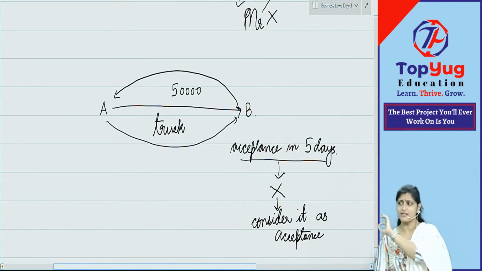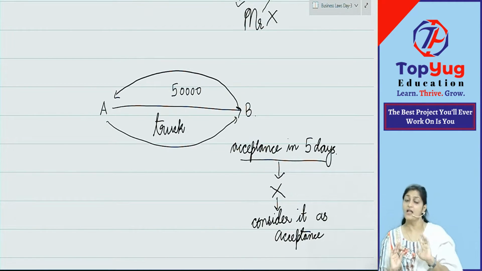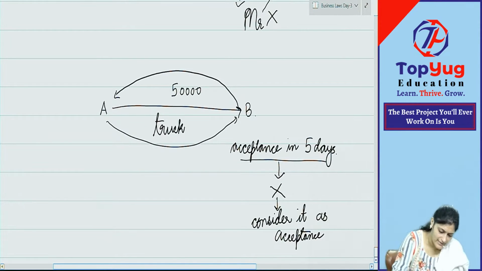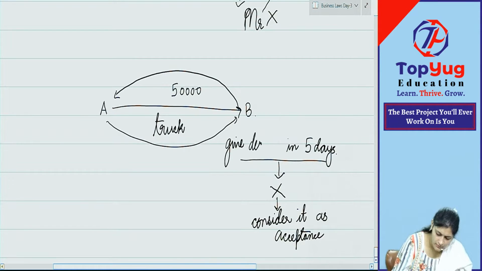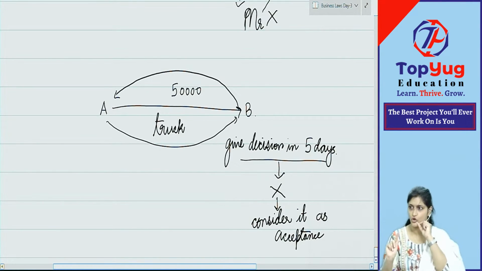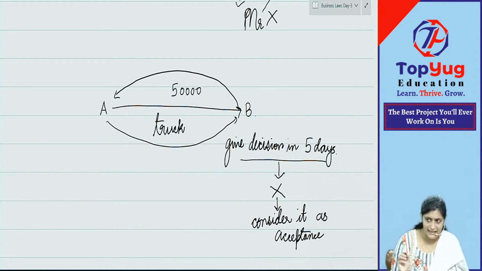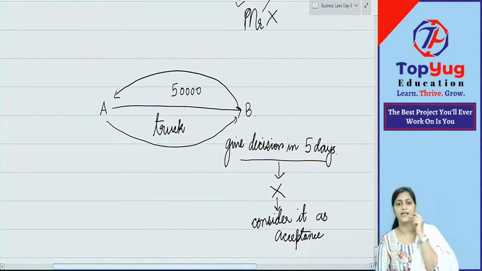That means if you're not telling me anything in 5 days, I will assume that you said yes to me. Either yes or no, you should tell in how many days? 5 days. Whatever is your decision, yes or no, tell me that decision in 5 days. If you're not telling me in 5 days, then I will consider that you have accepted my offer.